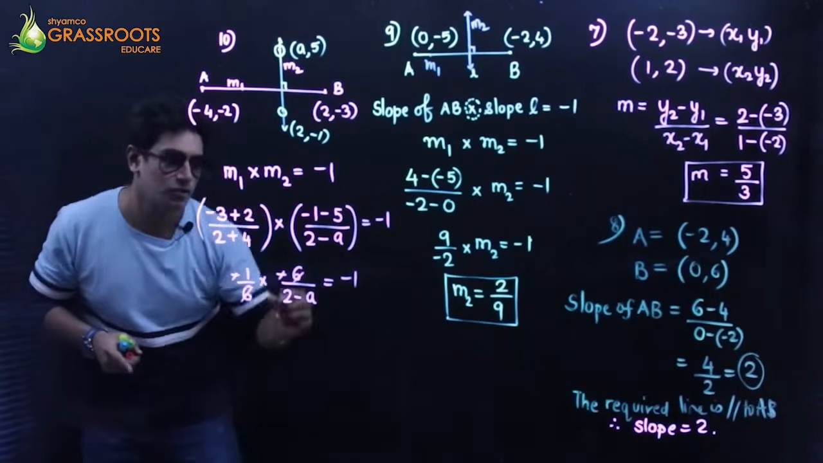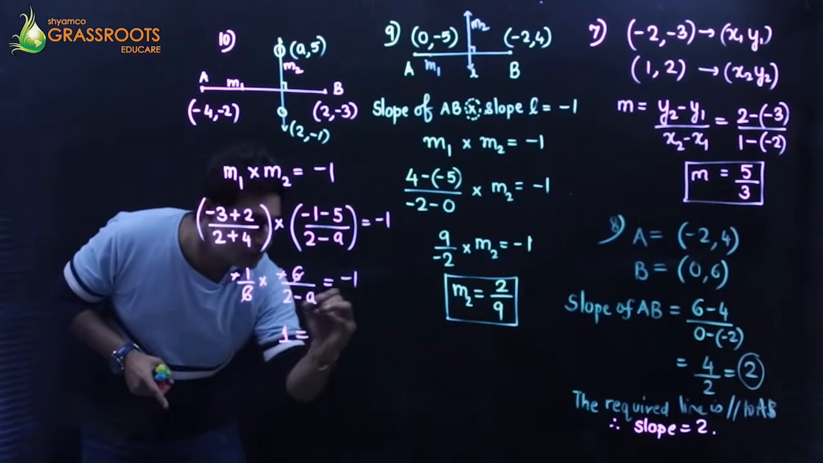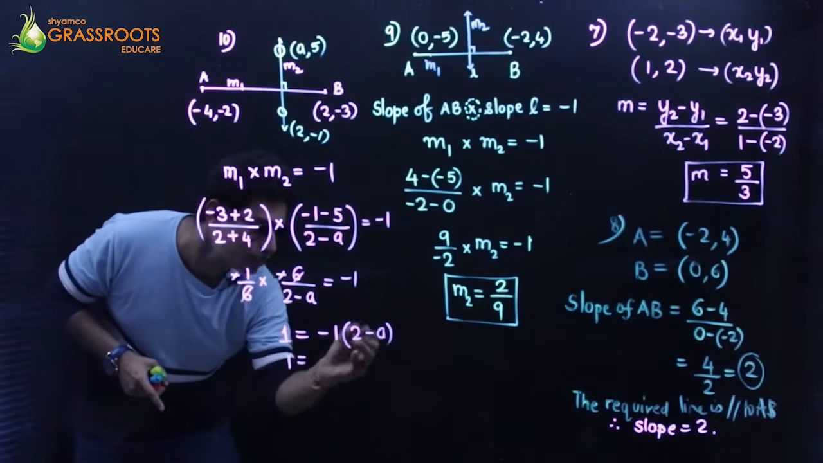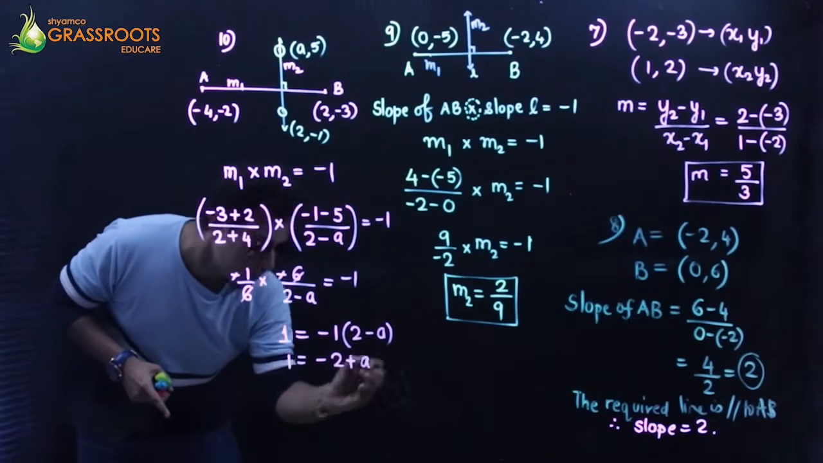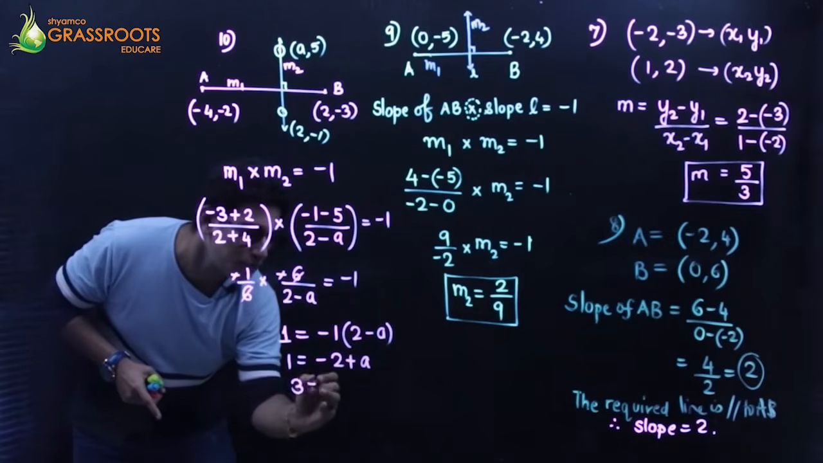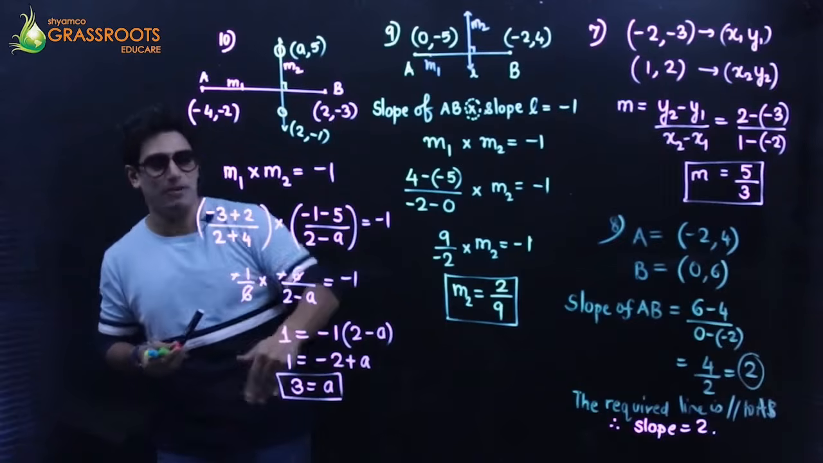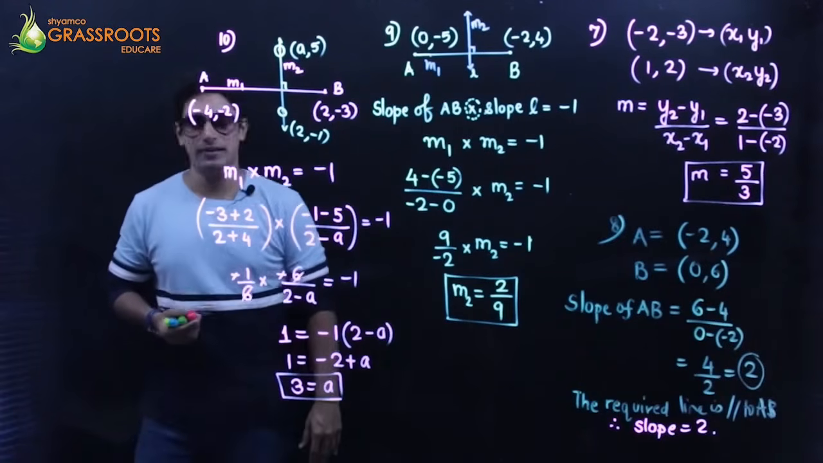6 cut. Cross multiply. 1 is equal to minus 1 into 2 minus A. 1 is equal to minus 2 plus A, shift. 3 is equal to A. So the value of our A is 3. 1 plus 2 goes on the other side.